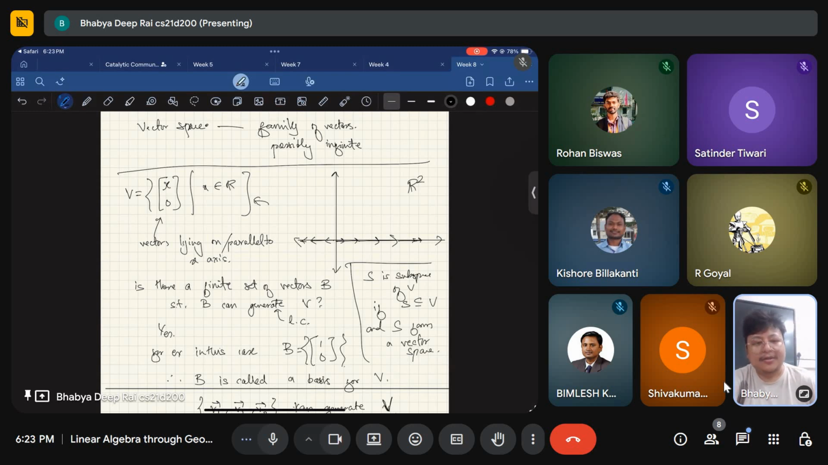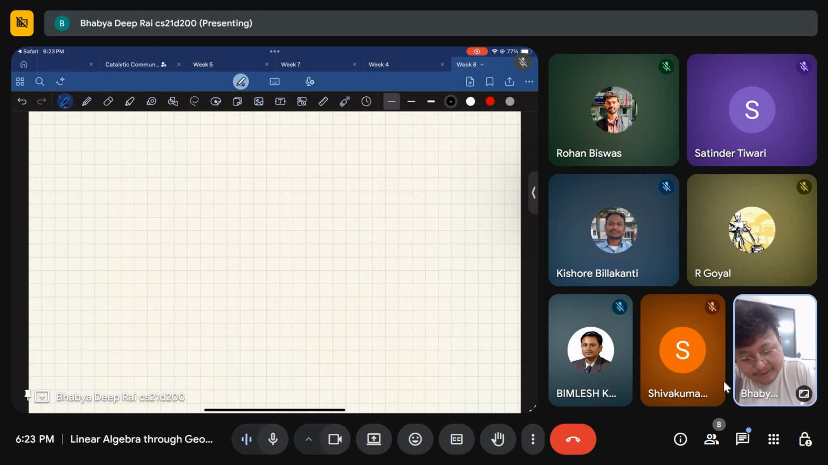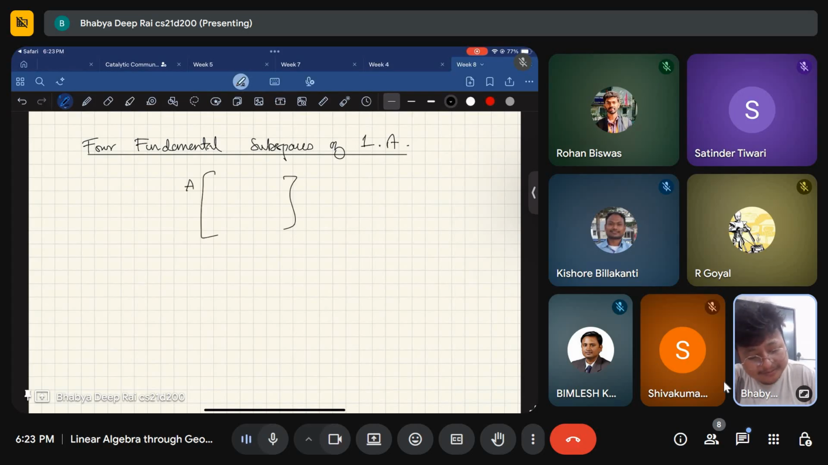Great, so this is just a small recap that I wanted to do, because the next things that I'm going to discuss critically depend on this. This time what we talk about is what are called the four fundamental subspaces of linear algebra, or of a matrix. We know that a matrix represents a bunch of vectors. So this is a matrix.